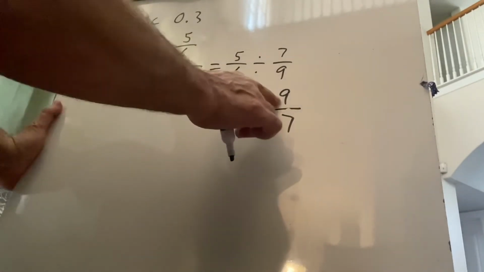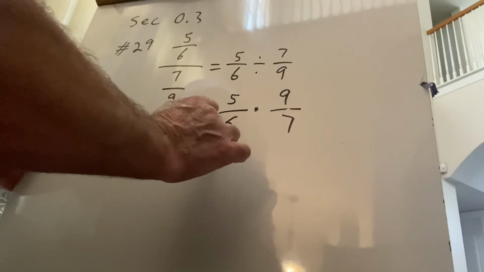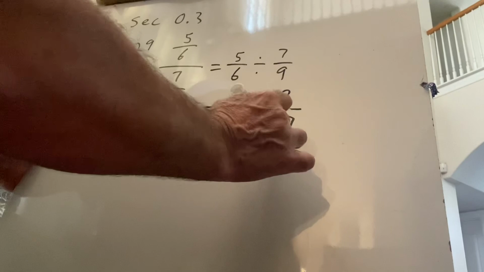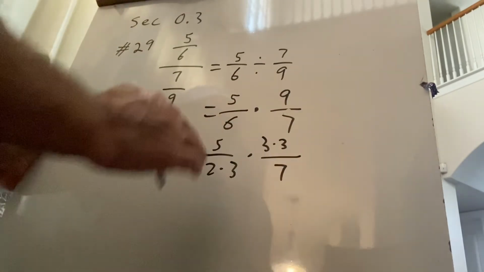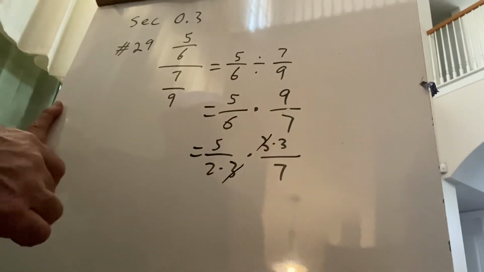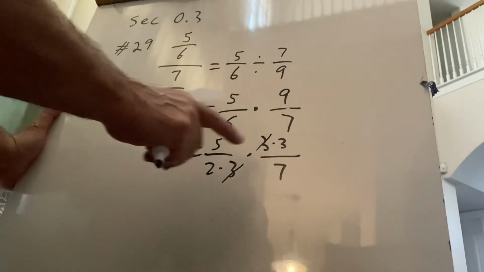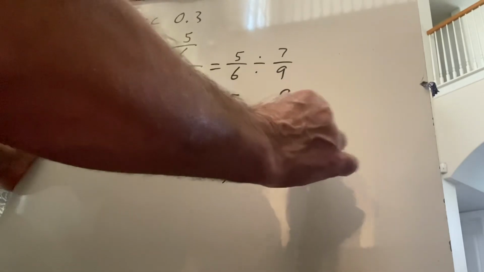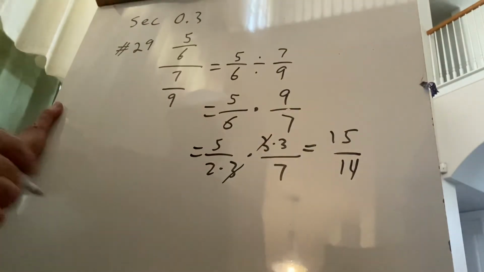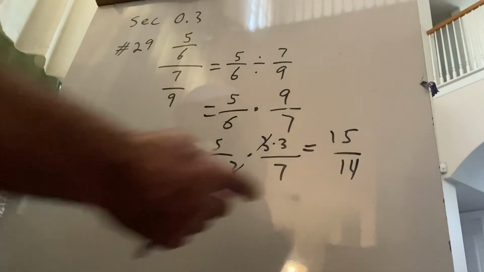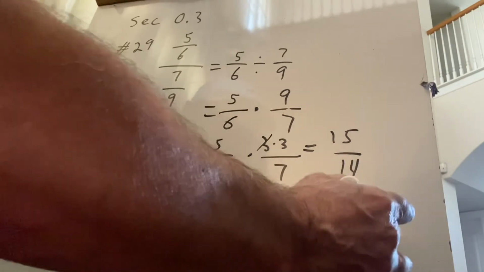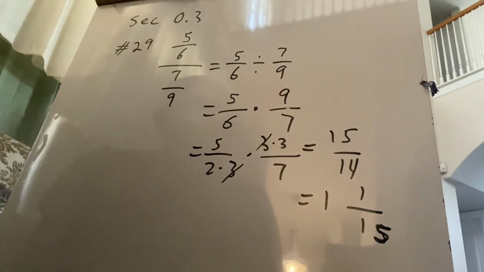I can already see 6 and 9 do have a common factor of 3. So we can write 6 as 2 times 3, and 9 is 3 times 3. Of course, 5 and 7 cannot be reduced any further, so you cancel one factor of 3 with one factor of 3, and whatever you're left with, you multiply the tops. 5 times 3 becomes 15, and 2 times 7 becomes 14. Again, if they want a mixed number form, because this is an improper fraction, that's the same thing as 1 and 1/14, because 1 and 1/14 is the same thing as 15 over 14, okay?